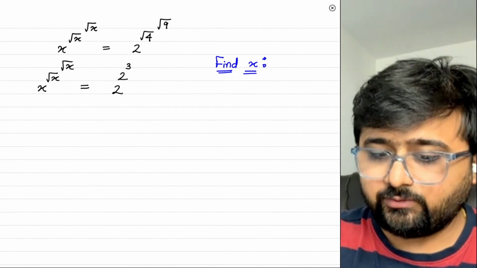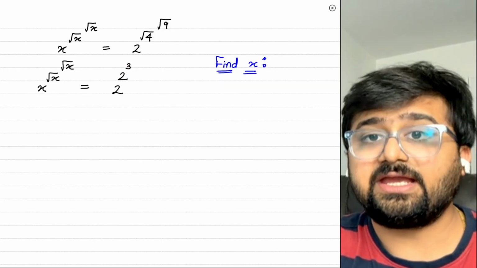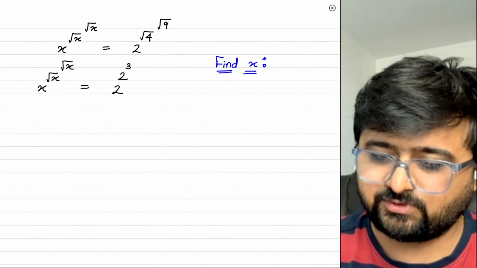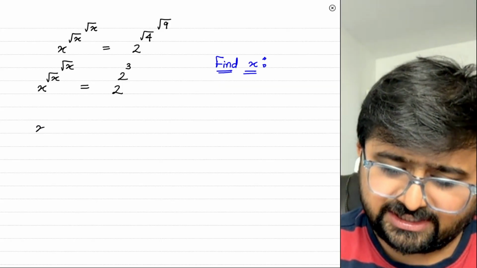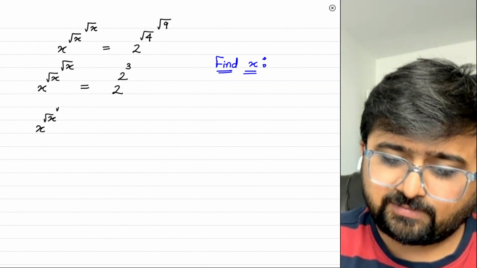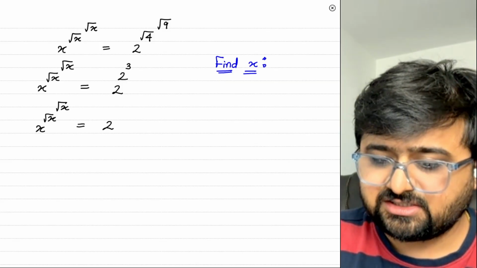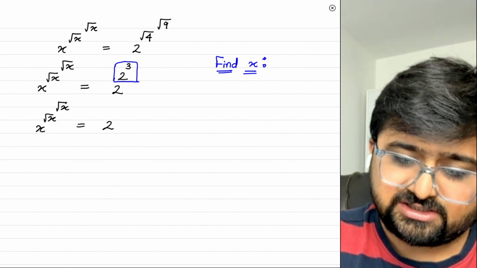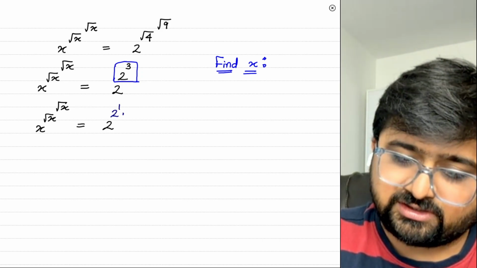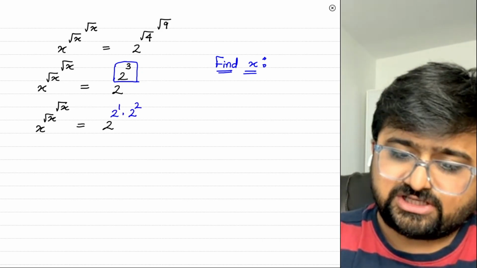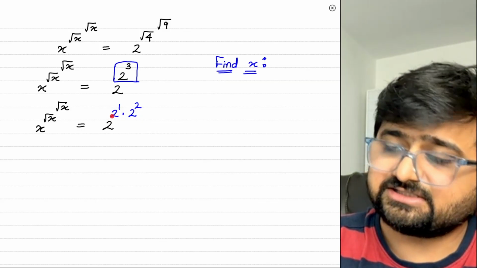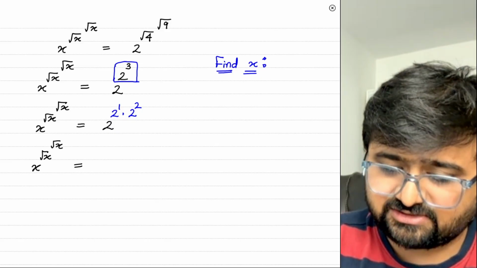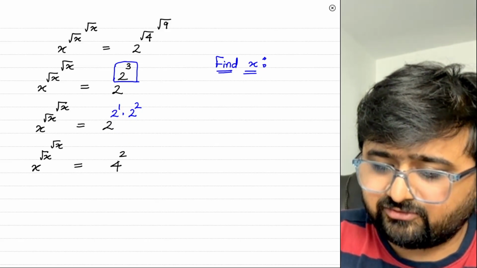In order to do that, we'll write that 2 to the power 3 as 2 to the power 2 times 2 to the power 1, using the basic law of exponents. Let's see how we'll do that and how that will help us. So x to the power root x to the power root x, so that 2 to the power 3, let me just highlight that. So 2 to the power 3 can be written as 2 to the power 1 times 2 to the power 2. So that 2 to the power 2 can now be written as 4. So you have x to the power root x to the power root x is equal to 4 to the power 2 to the power 2.